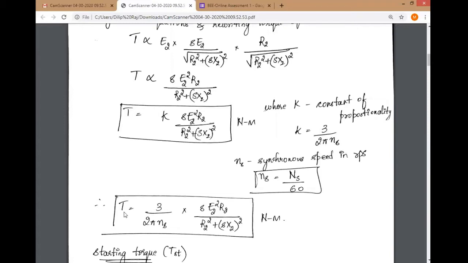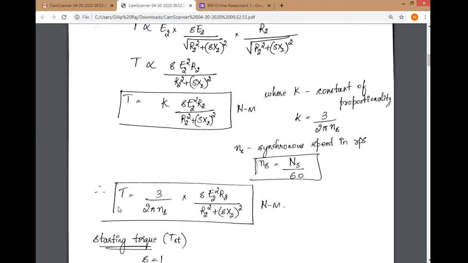So the general torque equation is K into s E2 square R2 by R2 square plus sX2 the whole square, where the small ns is the synchronous speed in rotations per second. s represents the slip. E2 is the rotor induced EMF at standstill. R2 is the rotor resistance. X2 is the rotor reactance at standstill. So this equation is giving us the torque in terms of Newton meter in case of three-phase induction motor.